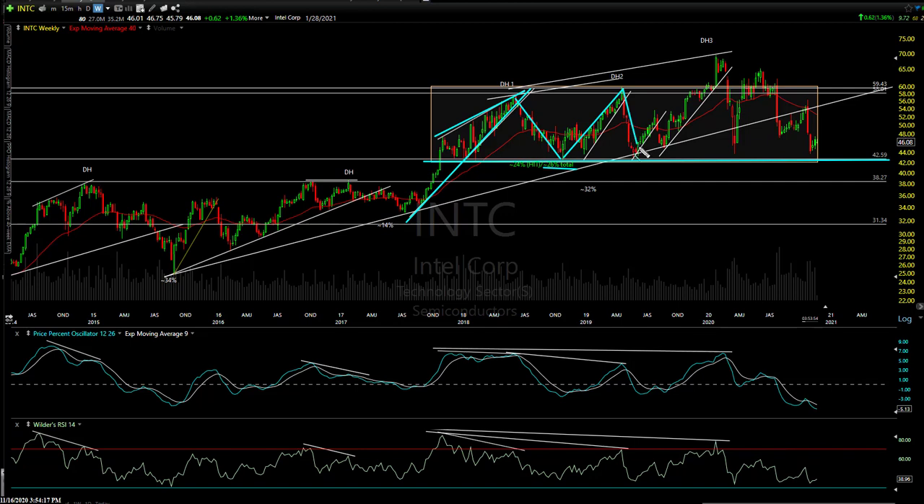And then we rallied up, put in another divergent high, hit it again. Rallied up, another bigger divergent high, hit it again. Rallied up, we've hit it again. So again, we've been bouncing off that level.